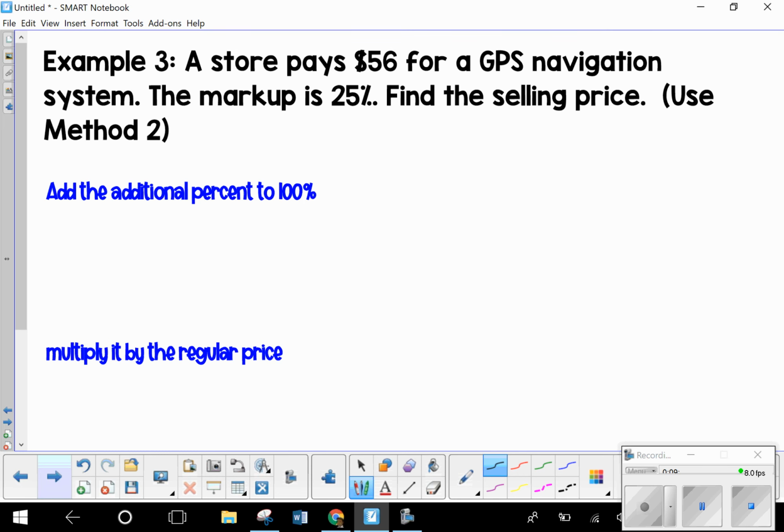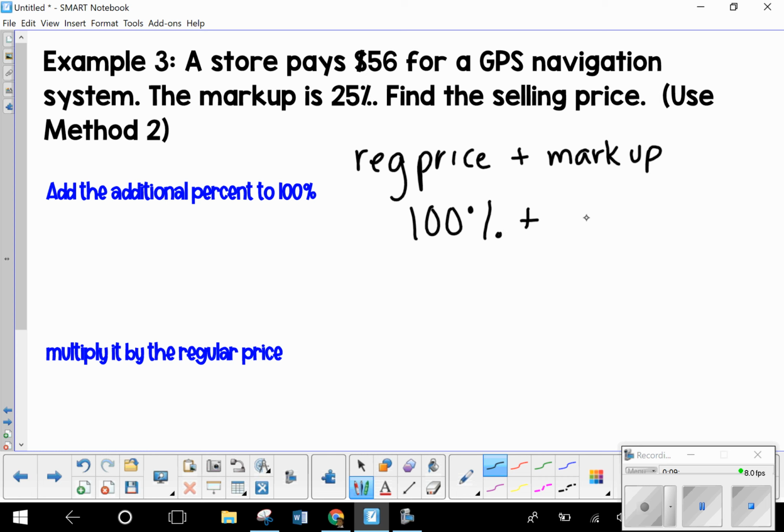Now we're going to try method 2. We're going to take the additional percent and add it to 100%. So again, our regular price plus our markup. 100% is the regular price. Our markup is 25%. So 100 plus 25 is 125%. This is the amount that you're going to be paying of the original $56.